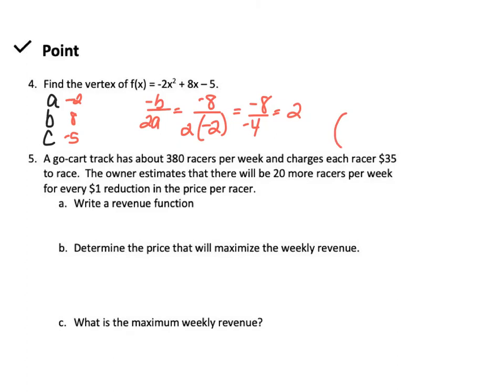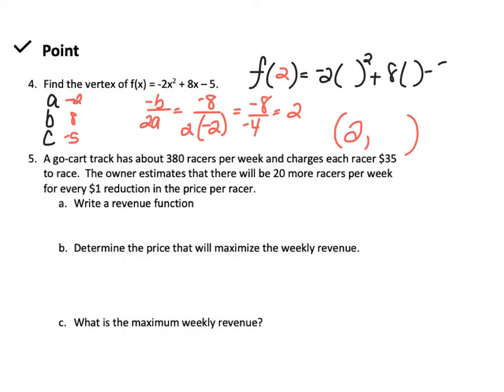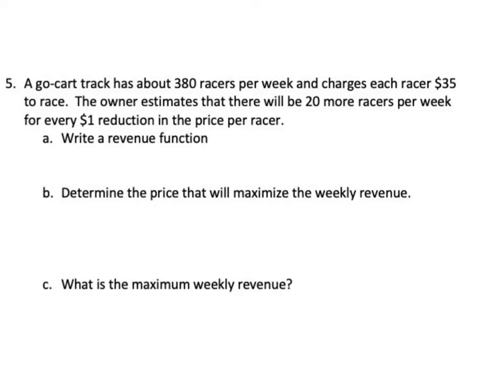So my vertex is going to be 2 comma something. How do I get that something? Well, if we have an x, we always plug in to get a y. So we're doing f of 2 is equal to -2, just opening up parentheses, and I'm going to plug in 2. I'm going to do the math, and I get 3 when I do this. So there's your vertex.